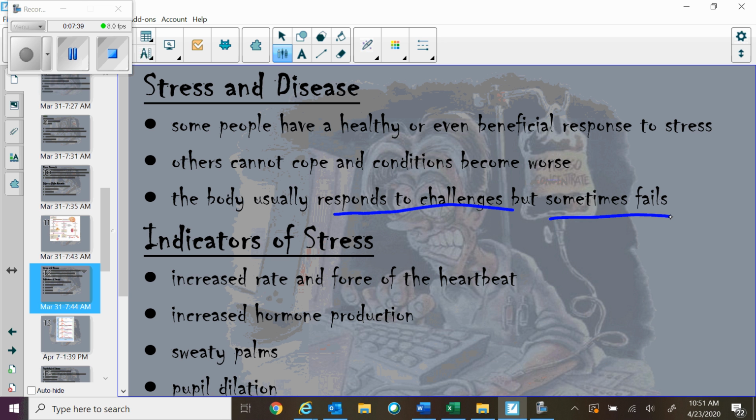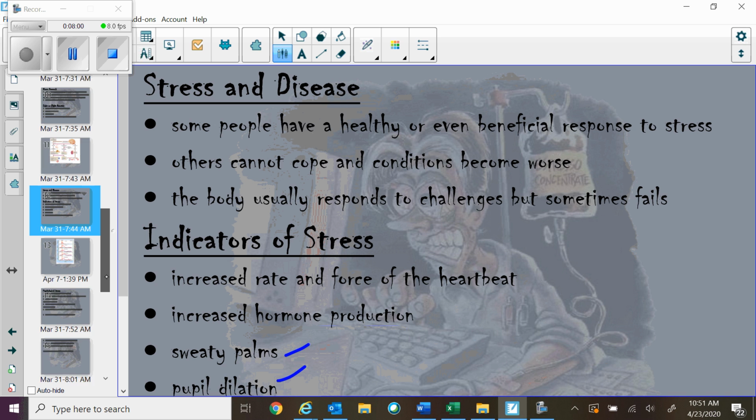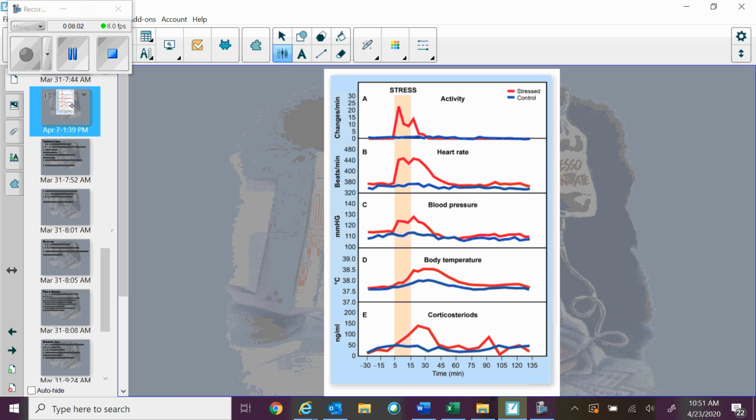So the indicators that we use today: heart rate and ejection fraction, that's that force, remember from cardio, how much blood is ejected with each heartbeat. Increased hormone production, that's cortisol. It's also adrenaline, testosterone. Sweaty palms, dilated pupils, scenarios that indicate to us physically and outwardly that our body is going through something. And this is one of those neat graphs. We did this in cardio. It's just a different form now, okay?